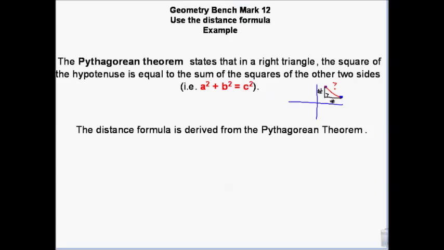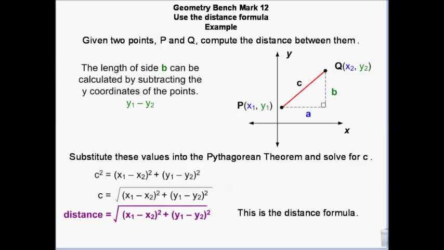So that's how the distance formula was derived. Here is how it actually happened. So we have P and Q, random points out in space, with x1, y1 and x2, y2. The length of A, this point right here, is actually going to be x2, because it's x2 this way, but y1, because it's going up this way.